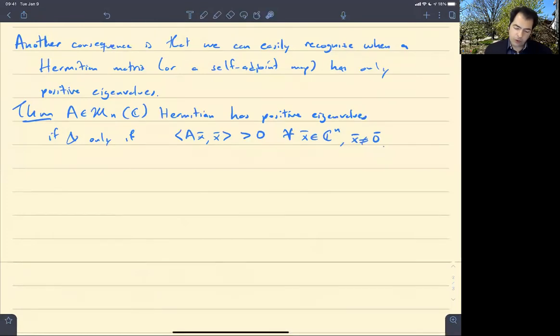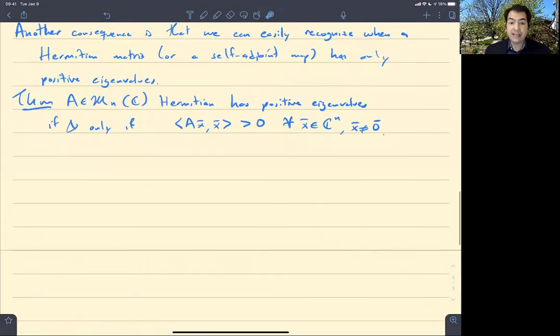Why would you want to know if a map has only positive eigenvalues? Well, this is something that you use in multivariable calculus. In one variable calculus, critical points of a function happen when the function's derivative is equal to 0, and then we look at the second derivative to decide whether it is a maximum or a minimum. If the second derivative is positive, the function looks roughly like a parabola opening up, so it would be a minimum. If the second derivative is negative, the function looks roughly like a parabola opening down, so this point would be a maximum.